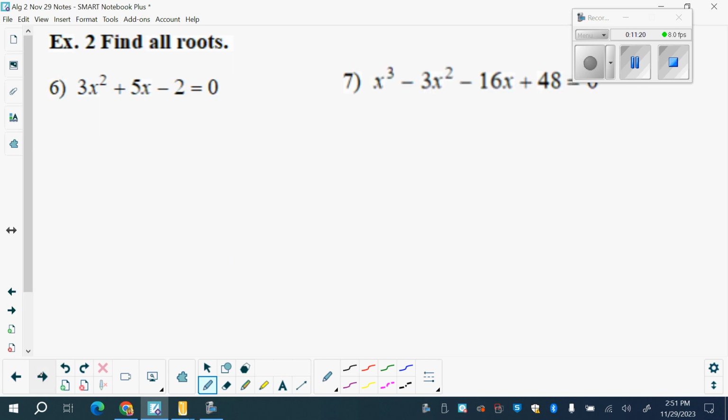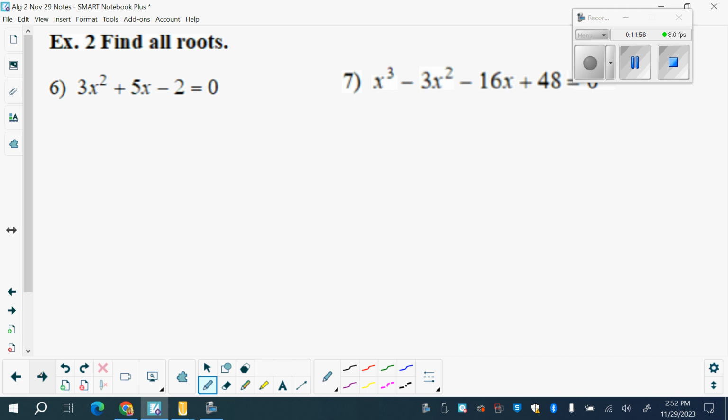So what we're doing today is what we're going to do the most of the rest of this unit. We're going to solve. Finding the roots is another way of saying solve or find the zeros. So how do we do that? Notice it's an x squared and it's a trinomial.